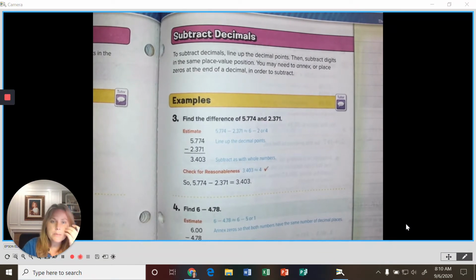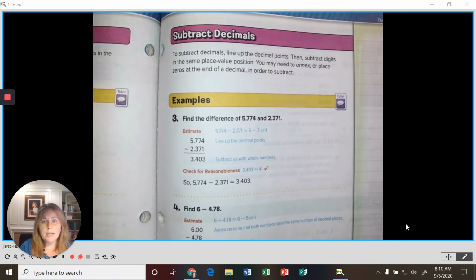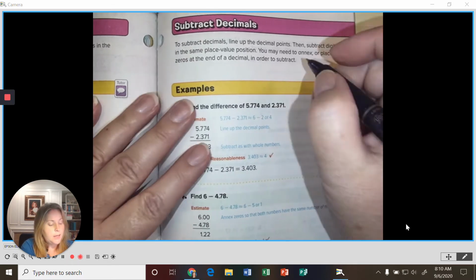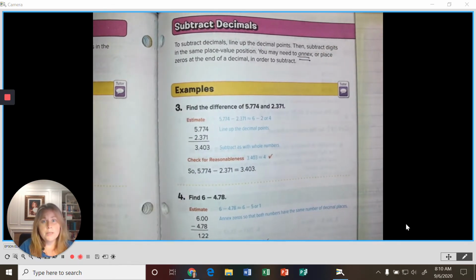To subtract decimals, line up the decimal points, then subtract the digits in the same place value position. You may need to annex or place zeros at the end of a decimal in order to subtract. So if I need to subtract 3 from something and I look up and there isn't a number above that, I'll need to place a 0 there or in any other place values that I need to subtract from. And then I'll need to borrow from farther over so that I can have a 10 there.